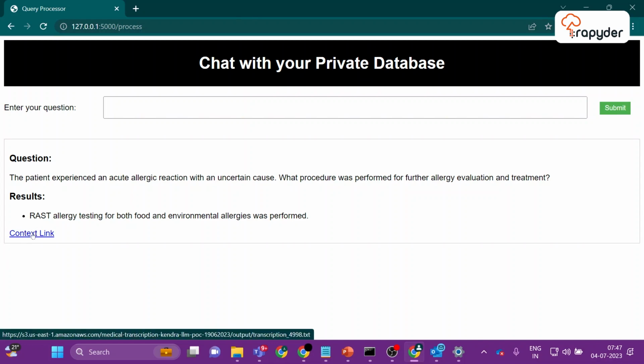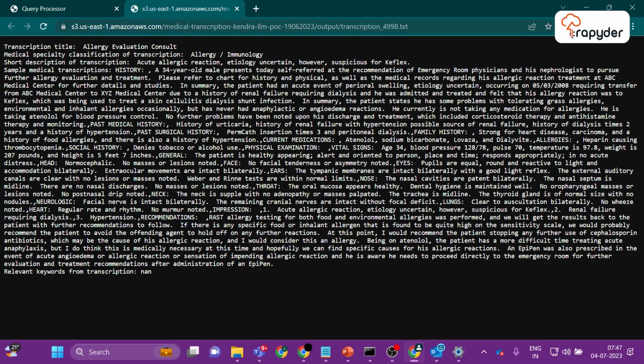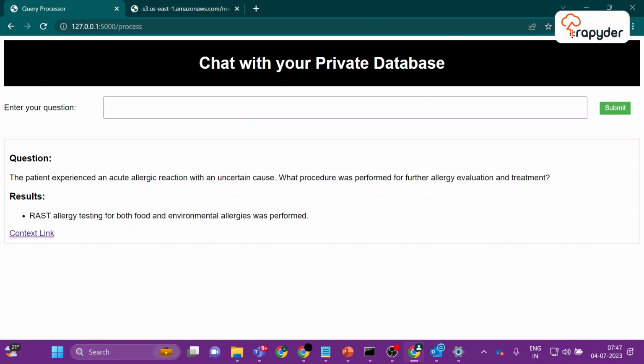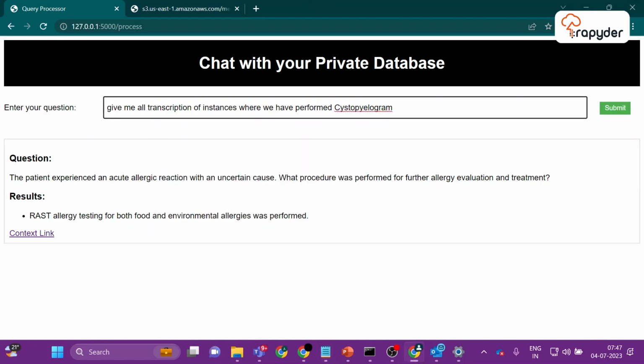Now the doctor can go through an example where a patient of age 34 has been given an allergy test and symptoms have been noted down. Let's look into a few more examples. The question being asked by the doctor can be framed in any way, and our LLM will be able to understand the context of the question.